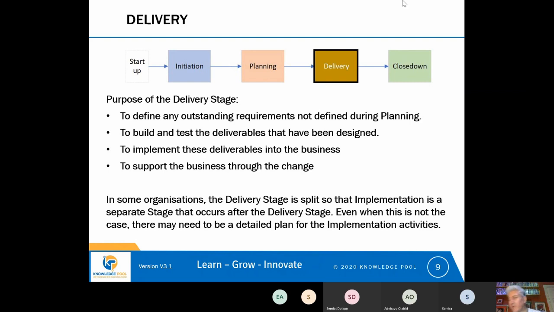And it is possible that you can implement changes part way through delivery. So you might build something, test it, and decide that it can go live. And then you might do another sprint where you build something else, test it, and then that thing goes live. That's also possible with an agile delivery model.